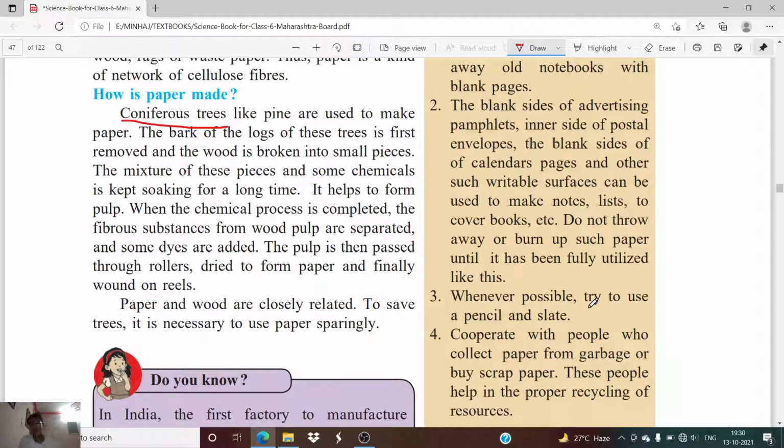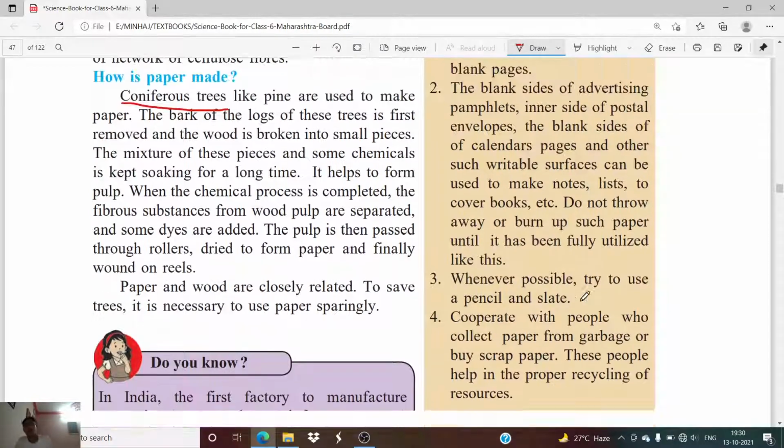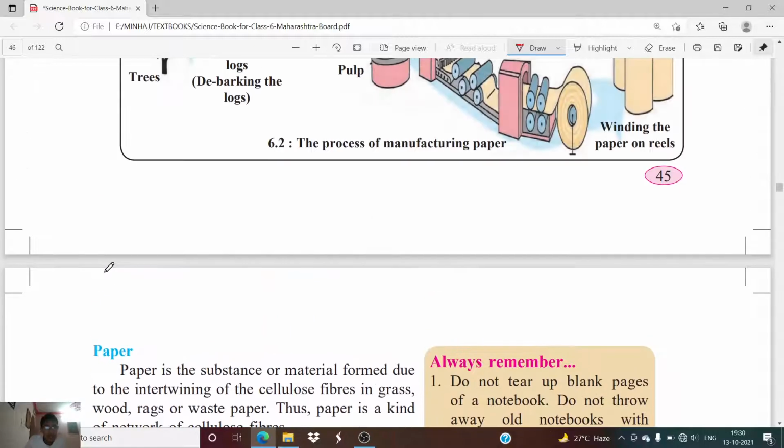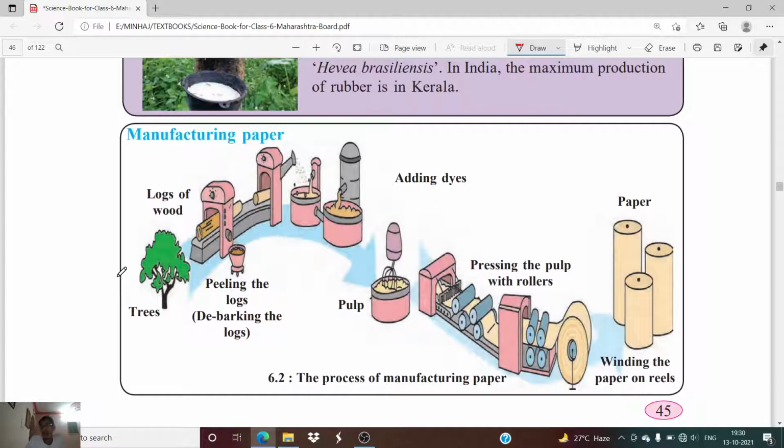So it is important to keep in mind that we must not waste paper, because paper is made from trees, and trees are a very important resource, a very important factor of the environment. So this is about the way paper is made. Here you will see an illustration showing the process of manufacturing paper.